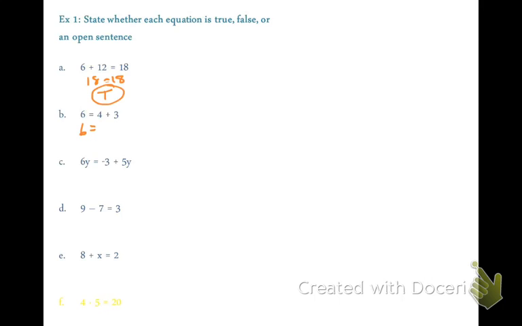B, 6 equals 4 plus 3, which is 7. 6 does not equal 7, so that's a false statement. C. I have a variable on the left-hand side and a variable on the right-hand side, so that is an open sentence. Some put OS for open sentence.